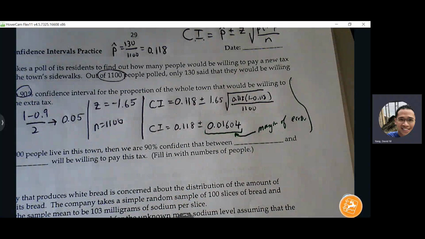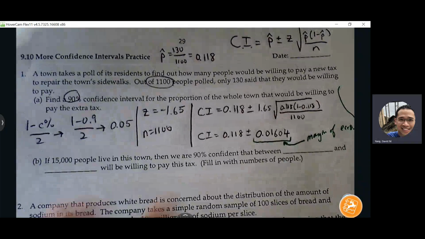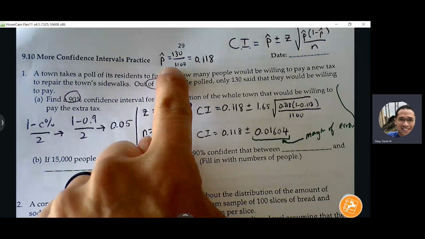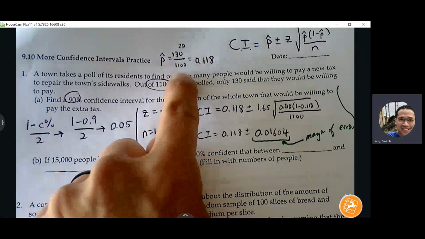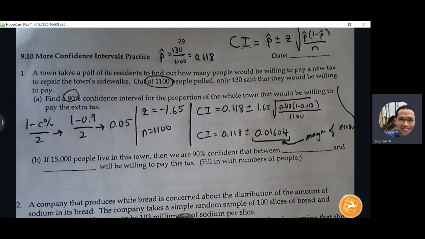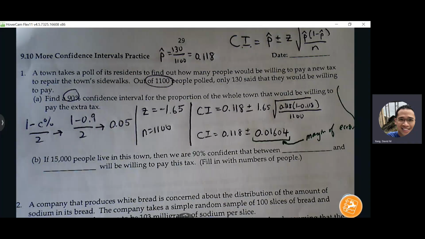Yeah, question. Where did you get the 0.118 from? Yeah, so 0.118 is coming from that probability. You just put that in the calculator. 130 divided by 1100 is 0.118. Sometimes they give you the percentage outright. If that's the case, that's your sample probability. But if they give you two numbers there, we've got to find that probability.